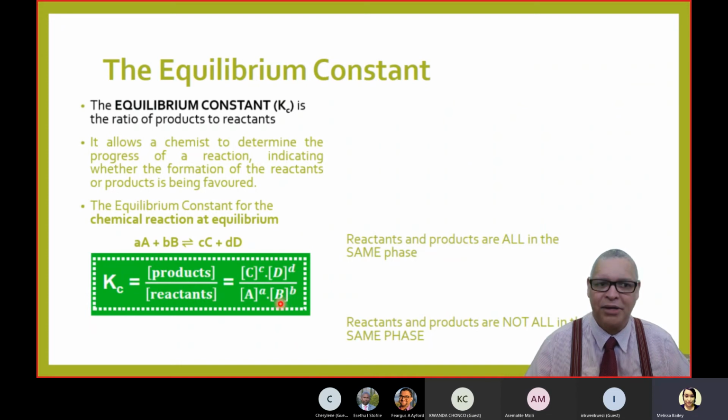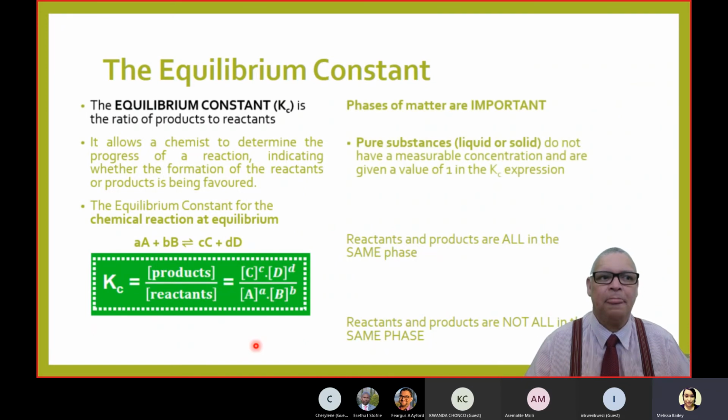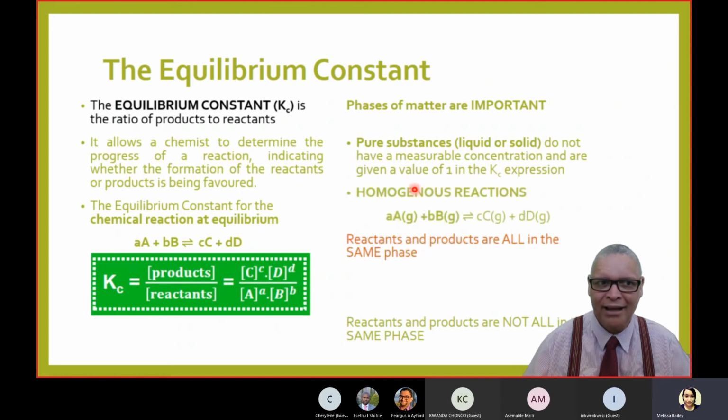What is very important in connection with the Kc value and the Kc expression is we need to take into account the phases of matter that occur. You see, pure substances, liquids or solids, do not have a measurable concentration and are therefore given the value of 1 in the Kc expression, right? So liquids and solids are given the value of 1. That is correct.